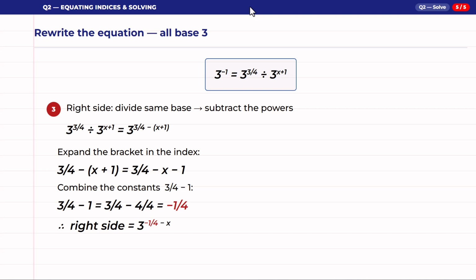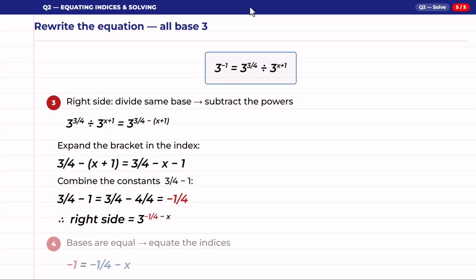Combine the constant terms. 3/4 minus 1, convert 1 to 4/4, so 3/4 minus 4/4 equals minus 1/4. The right side is now 3 to the power minus 1/4 minus x. Step 4. Since both sides are base 3, the indices must be equal. So minus 1 equals minus 1/4 minus x.